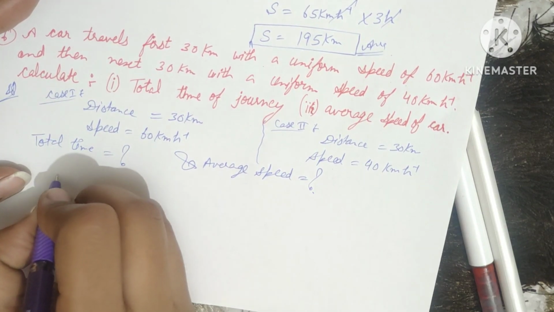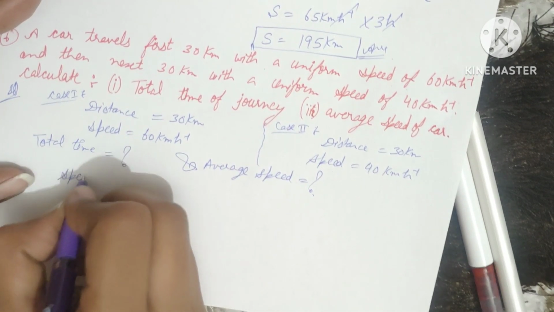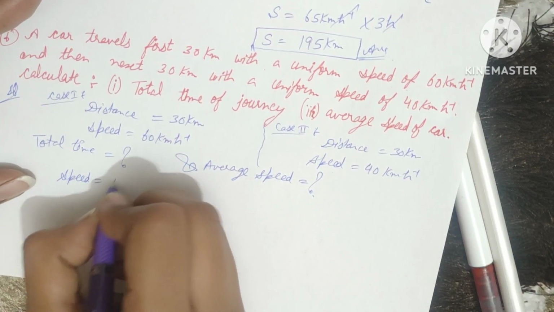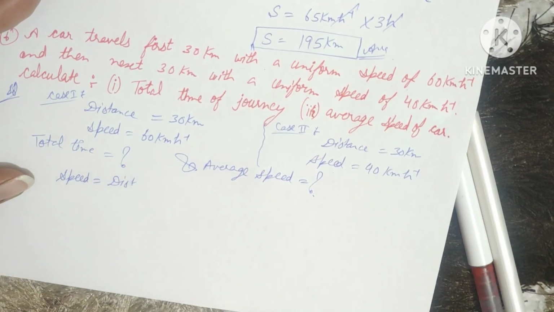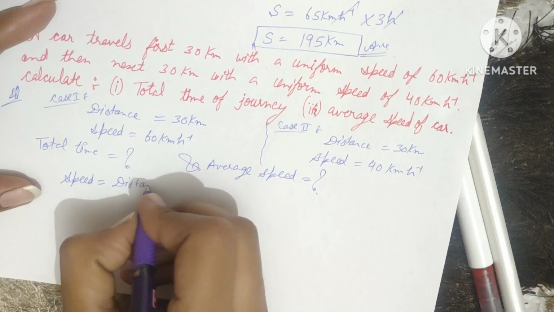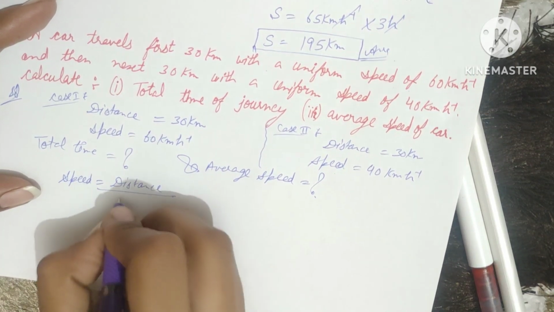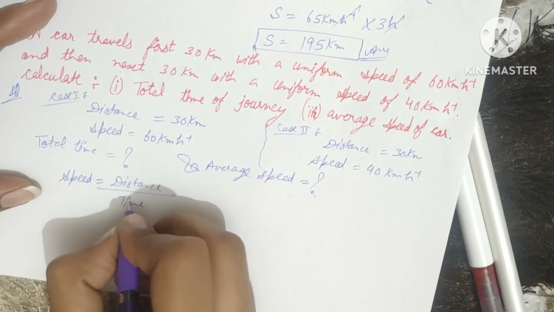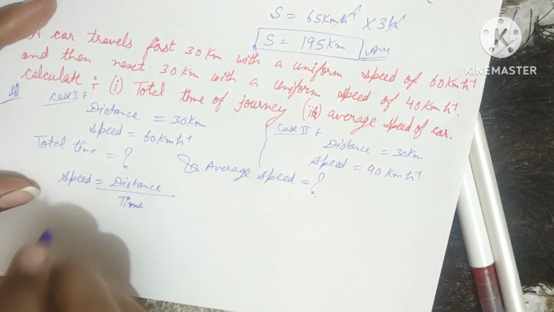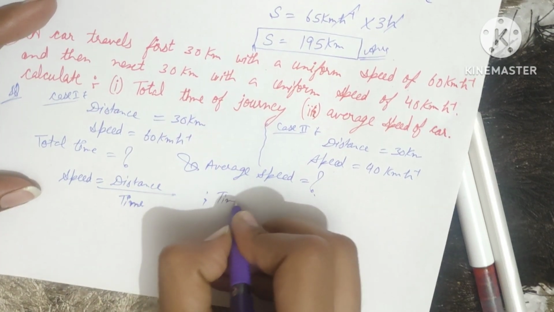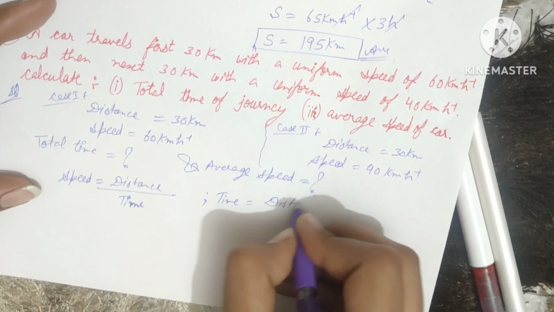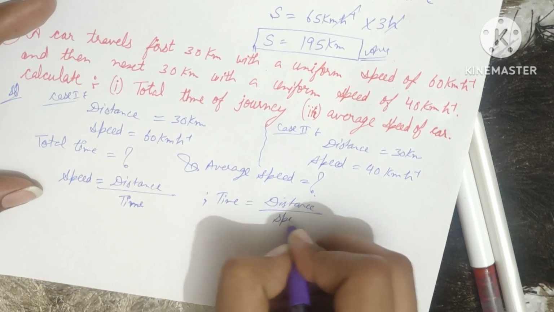So for the first one, we know the speed is equal to what? The speed is equal to distance divided by time. Speed is equal to distance over time. Time we need to find out. For finding time, the relation will become distance divided by speed.